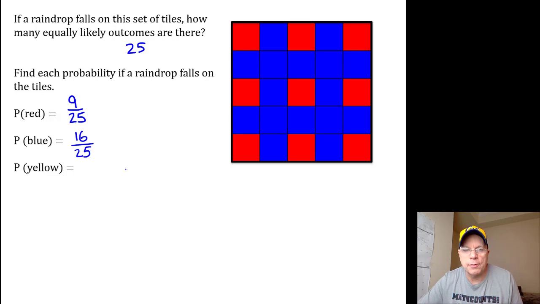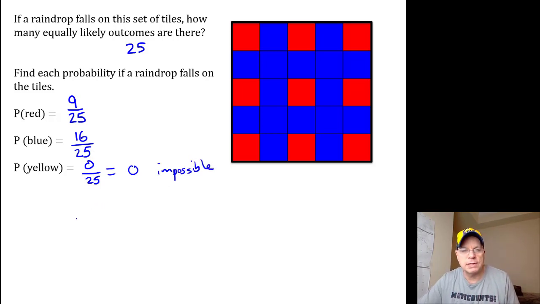What's the probability that the raindrop will land on a yellow tile? Pause and think about that. Since there are 0 yellow tiles, there's 0/25 chance or probability that it will land on a yellow tile. That's a probability of 0, and 0 means impossible. 0 means something and 1 means something. We'll get to 1 in a minute, but just know that 0 means impossible. That makes sense. If there are no yellow tiles, there's 0 probability that it will land on a yellow tile.